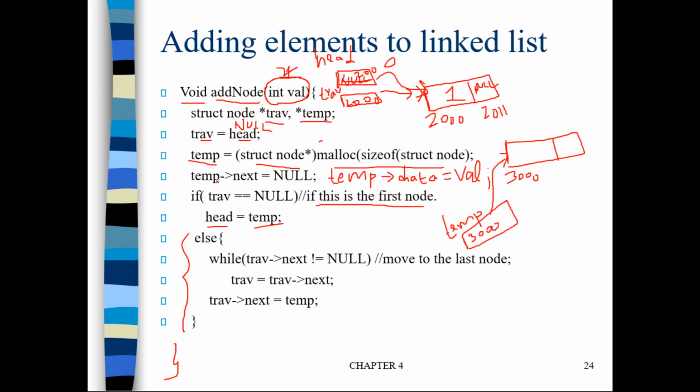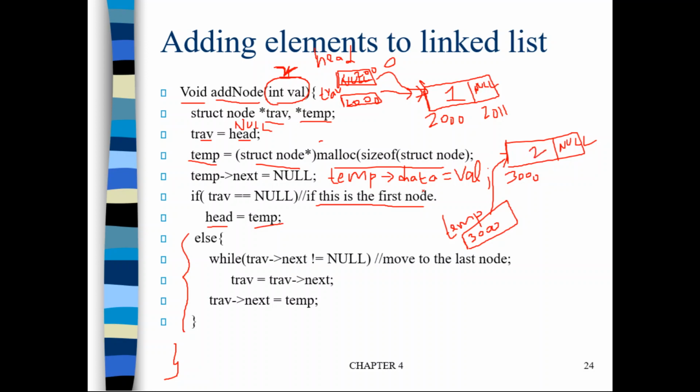Okay, and then we are saying temp arrow next is equal to null, because always a new node will be added in the last. That is going to be the last node, so its next will be null. And temp arrow data is equal to val. Now what is val? Val is 2, so its data part becomes 2.